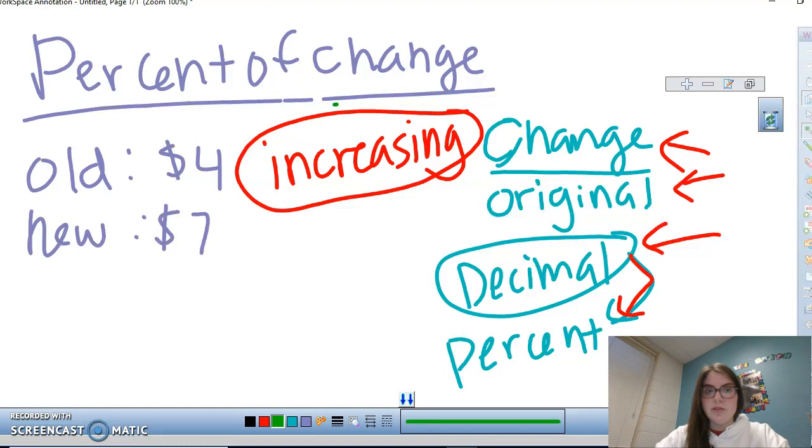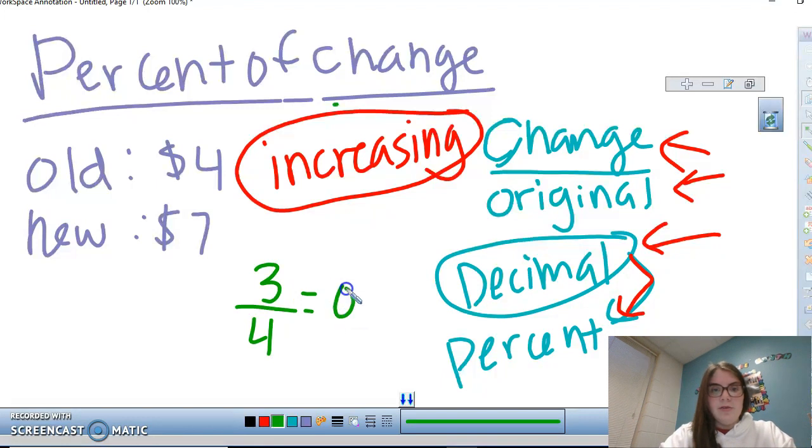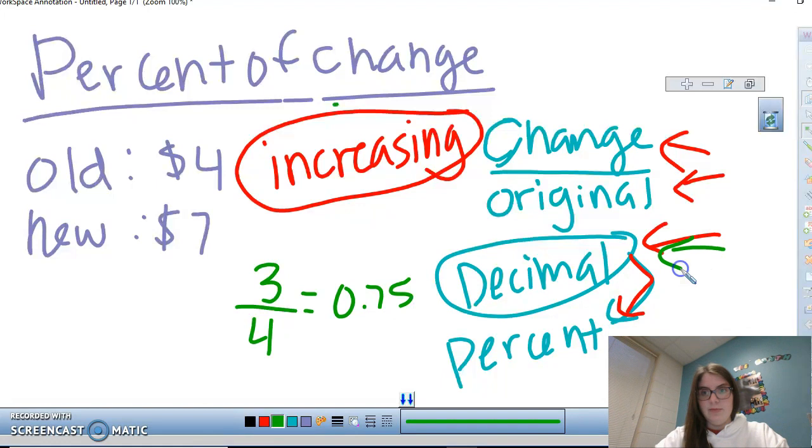The difference of the two is 3. So that's going to be my change. And my original is 4. Okay, so if I do 3 divided by 4, you can type that in your calculator if you don't know, it would be 0.75. So now I'm at that decimal step.